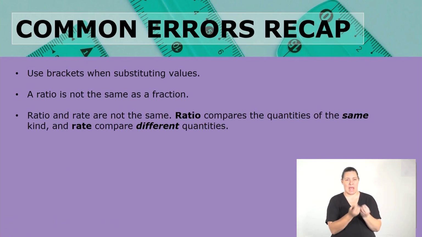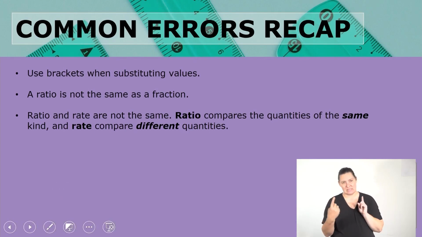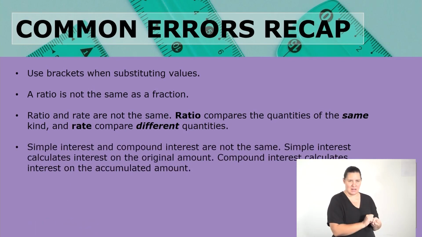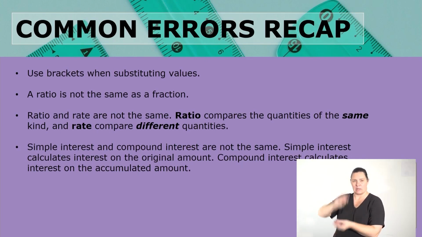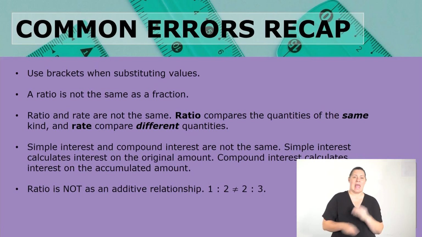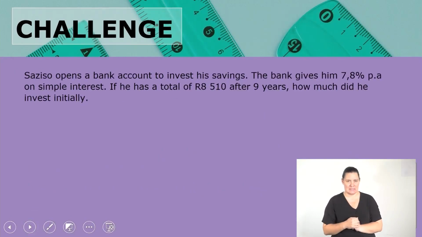Remember, ratio, we are comparing quantities of the same kind, and rate, we are comparing different quantities. Simple interest and compound interest is also not the same. Simple interest calculates interest on the original amount, and compound interest calculates interest on the accumulated amount. And lastly, ratio is not an additive relationship. So 1:2 cannot change to become 2:3. So you need to remember those common errors.